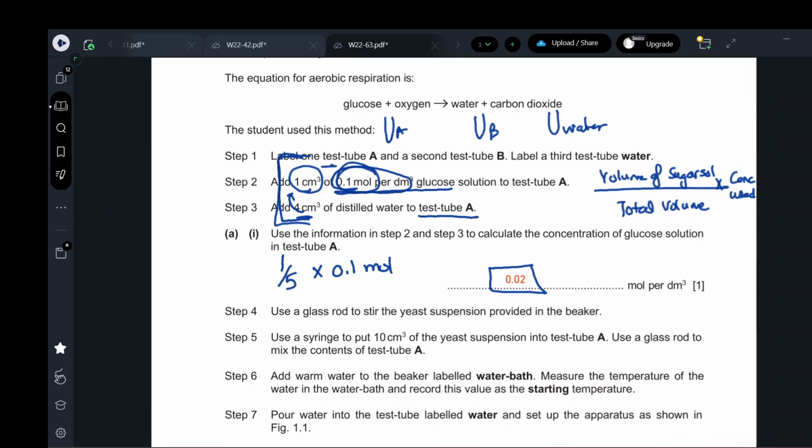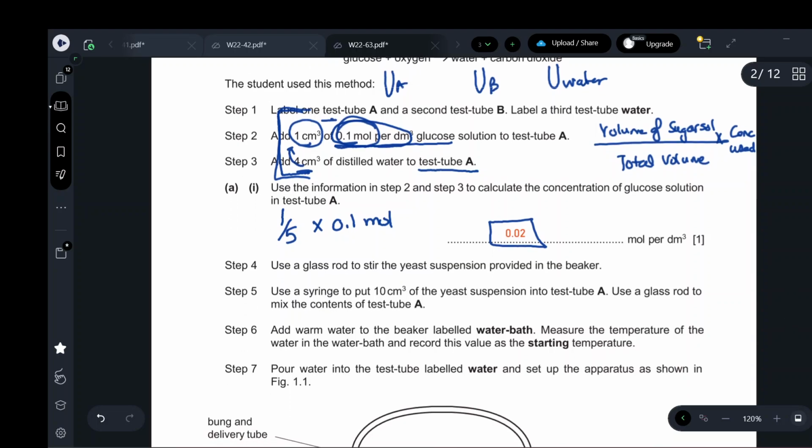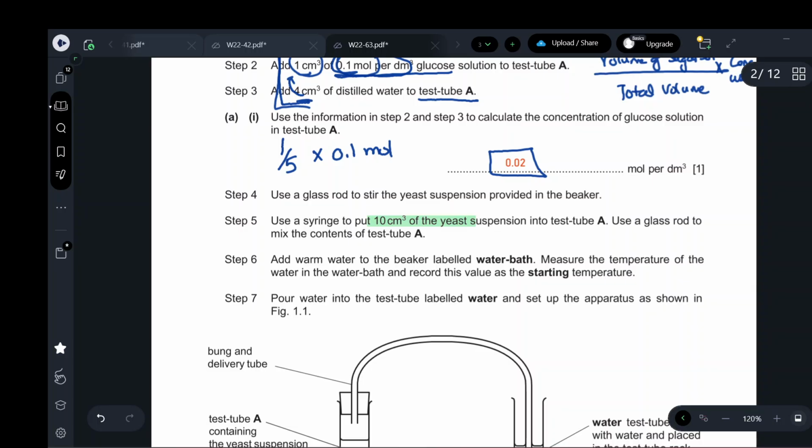Use a glass rod to stir the yeast provided in the beaker. We said that we always stir to distribute the contents and avoid settling down. Use a syringe to put 10 cubic centimeter of yeast in, and use a glass rod to mix the contents. Add warm water to the water bath. Measure the temperature of the water in the water bath. Record the starting temperature. Of course, this will be an error, because any water bath can give me an error as it is not maintained.